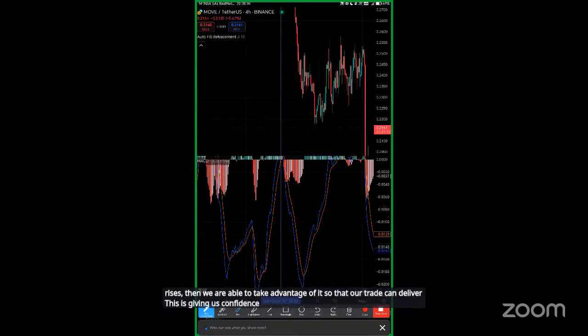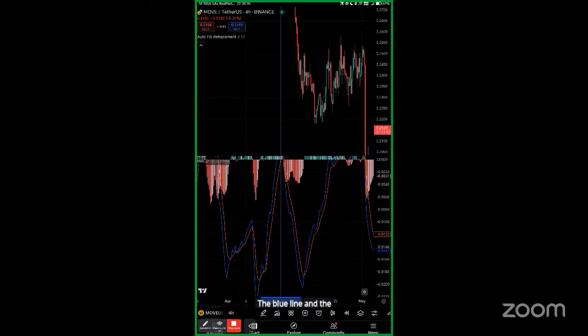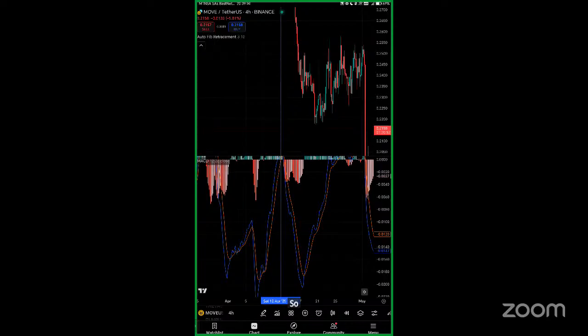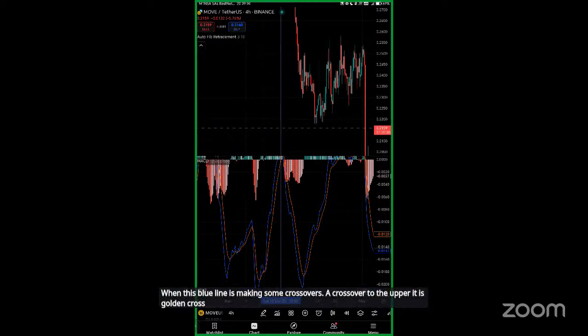Now, that is about these two lines, the blue line and the orange line. That's what they normally do. When the blue is moving below the orange, it is a downward movement. When the blue is moving above the orange, it is an upward movement of price. So there is a golden cross as well as a death cross. A crossover to the upper side is a golden cross. A crossover to the downside is a death cross, right?